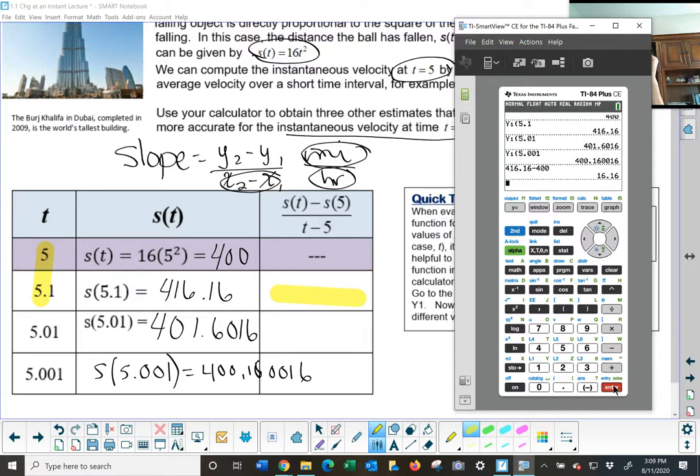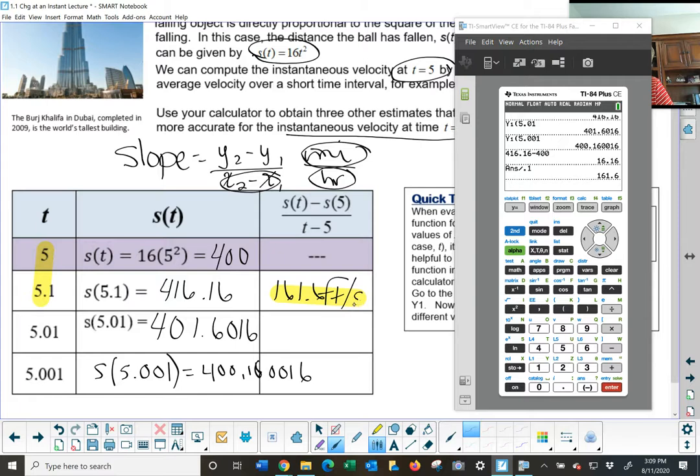And then I want to take that and divide it by the time change, which we can see the time change to be 0.1. So I'm going to divide this by 0.1. And this will give me the average velocity. Sweet. And I came up with 161.6 feet per second.